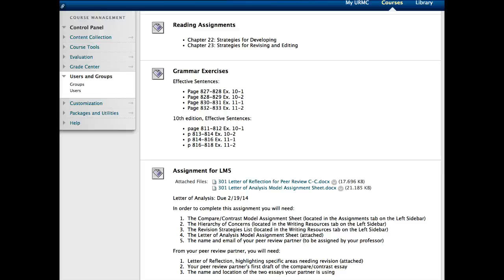So have fun with the letters of analysis. Really focus on praise. As a teacher, I've found that the most effective teaching is done when you're actually telling people what they're doing well. So there's a big section for that in the letter of analysis. So make sure that you praise up your partner and give them one or two revision strategies to work on to help them get their writing to the next level.